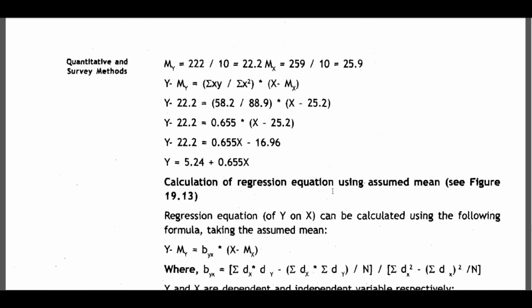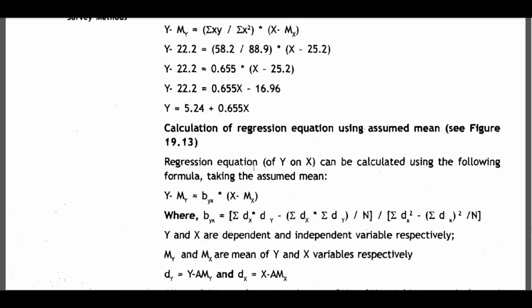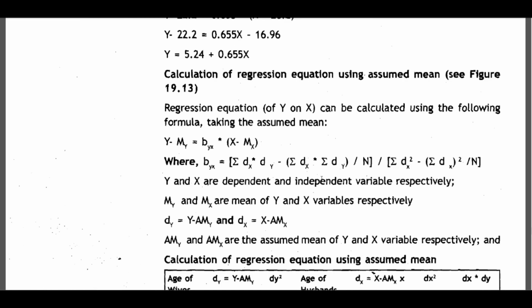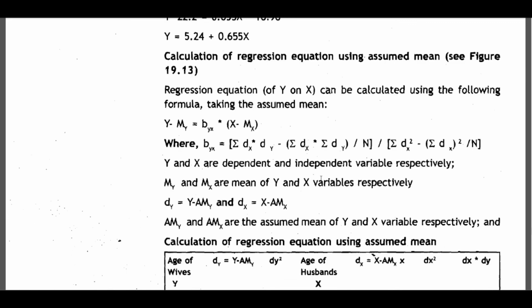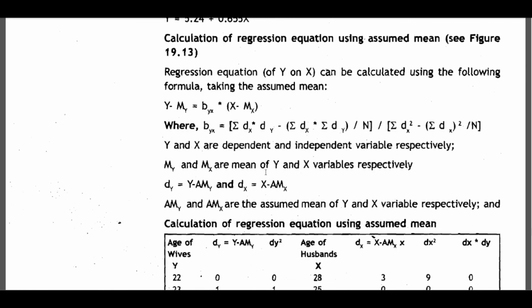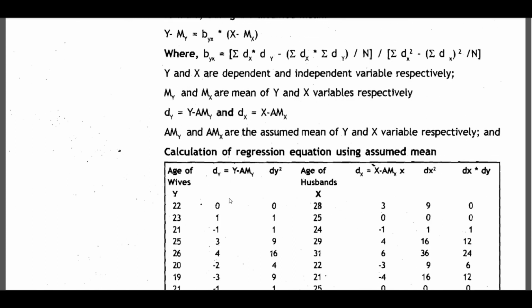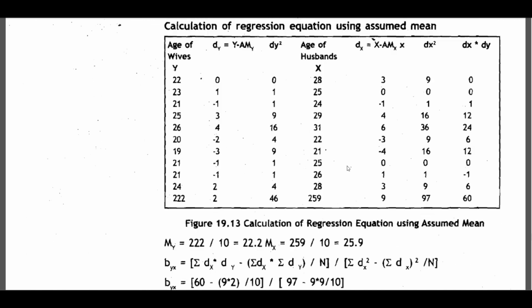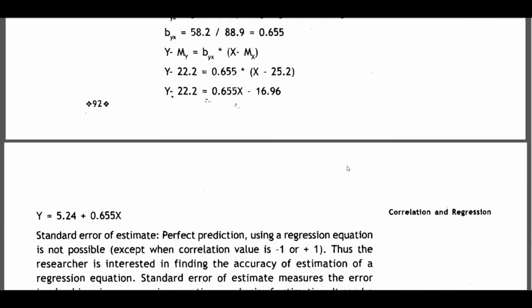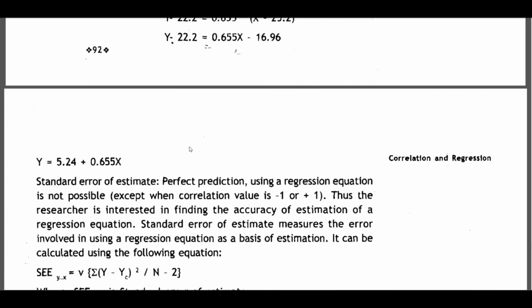Now the regression equation using assumed data. The regression equation of y on x can be calculated using the following formula, taking the assumed mean. So this is the second method, using assumed means. That is the only difference here, but the calculation is almost the same type, because all values are taken and the calculation table is put accordingly, and substituting the values we will get the corresponding regression equation.